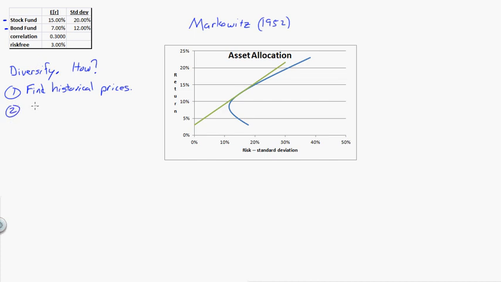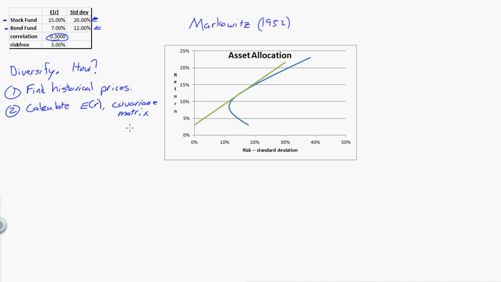Step number two, using the historical prices, you need to calculate the expected return and the covariance matrix. Now, I want to make sure we get our terminology right here. When I say covariance matrix, that means you're calculating the standard deviation for the stock fund and the standard deviation for the bond fund, and you're also calculating the correlation between the two.